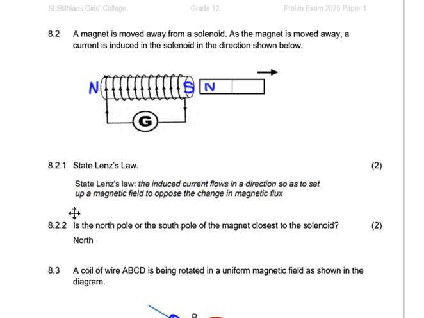So state Lenz's law. So Lenz's law, remember, it's the induced current. Be careful, it must be the induced current, not the induced EMF. Flows in a direction so as to set up a magnetic field to oppose the change in magnetic flux. So it says, is the north pole or the south pole of the magnet closest to the solenoid? So if we are pulling this magnet away and there's a south pole over there, that south pole would be trying to attract the magnet back. And we know opposite poles attract, so that pole of the magnet must be a north over there.